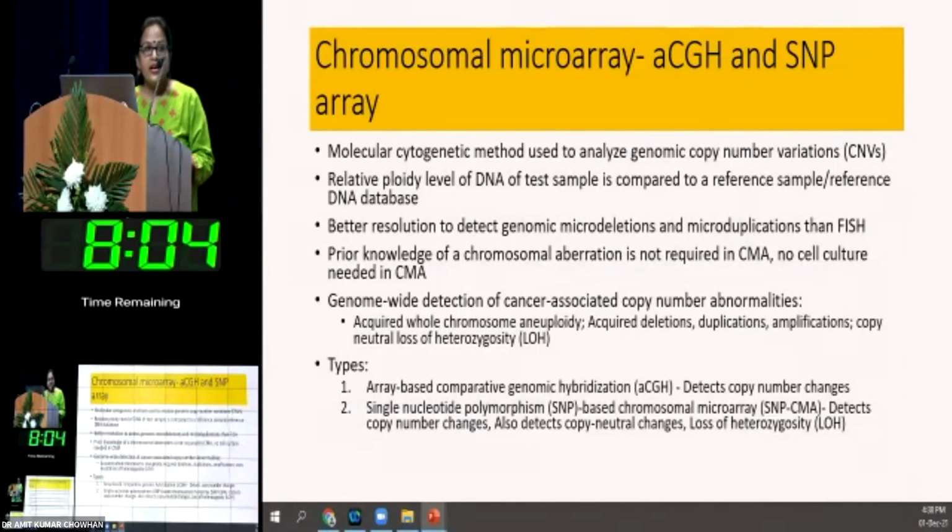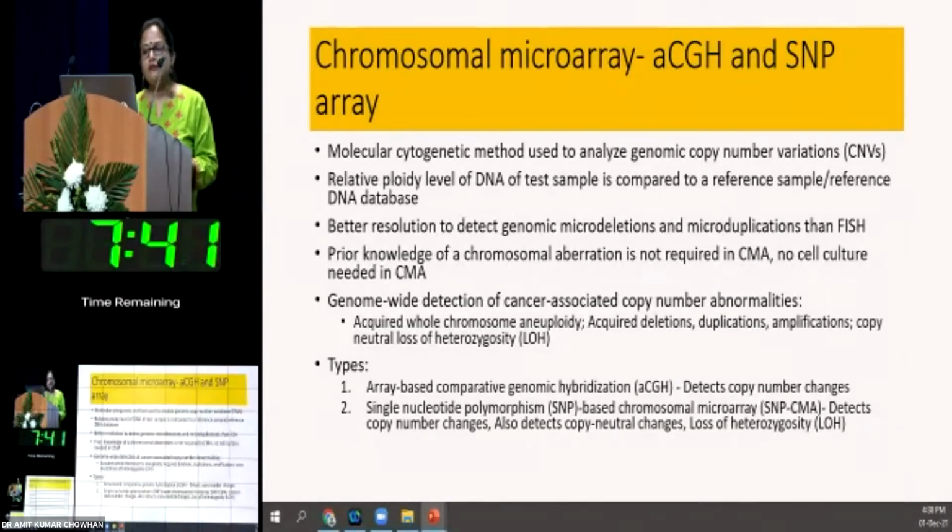So for that, we have chromosomal microarrays, which include array comparative genomic hybridization and SNP array. These are cytogenetic methods to analyze genomic copy number variations, which are smaller than those that can be diagnosed by FISH. So prior knowledge of a chromosomal aberration is not required in these chromosomal microarrays. No culture is required, and therefore they are better than FISH.